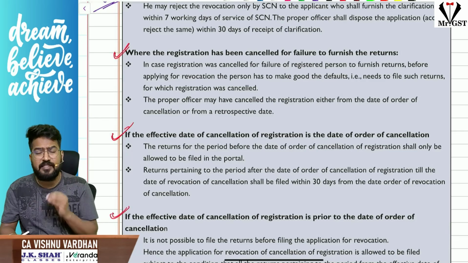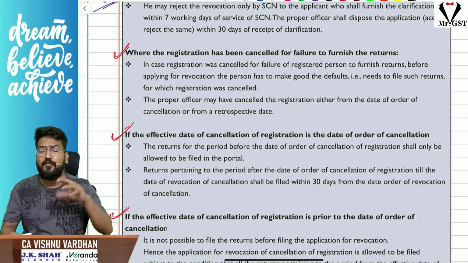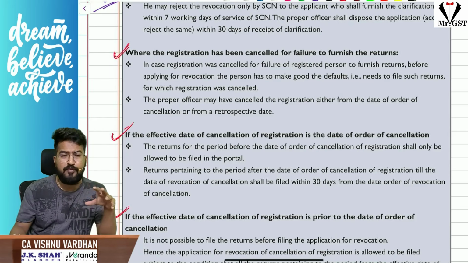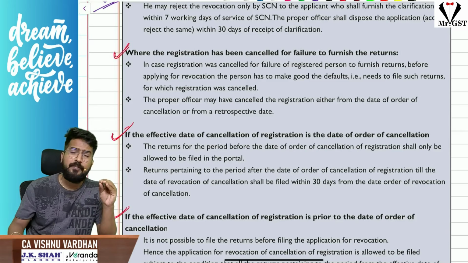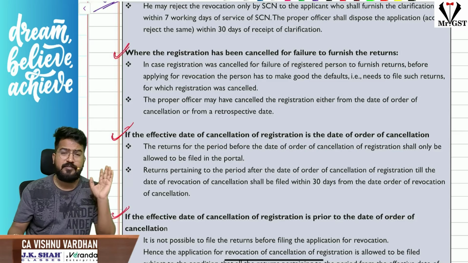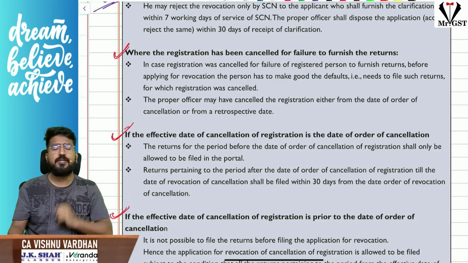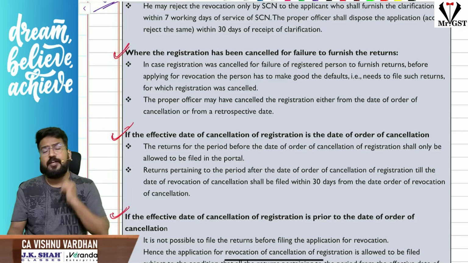Understand the interesting thing in section 29. When the registration is being cancelled by the proper officer, the proper officer can cancel the registration from any date which he deems fit. That means he can cancel even with retrospective effect also.